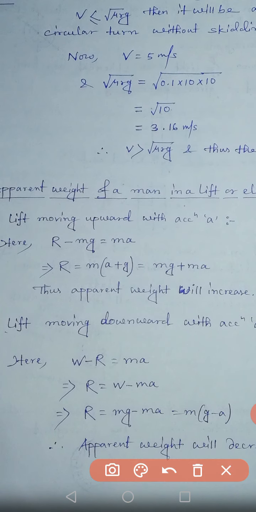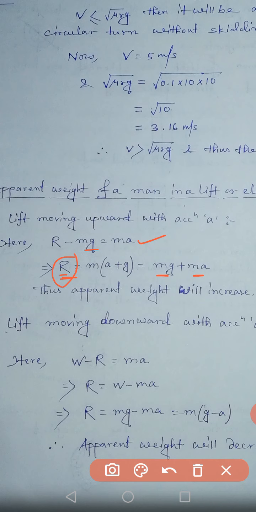Alright, so from this, mg will go that side, and m becomes common. If we take it, it will be a plus g, so we get this equation. Now see, in the previous case, when the elevator was not moving, R was equal to only mg, but since the elevator is moving with an acceleration a, this time R is equal to mg plus ma.